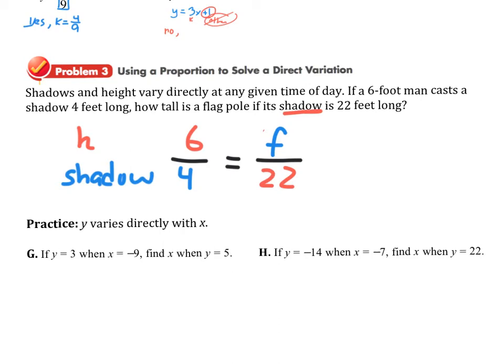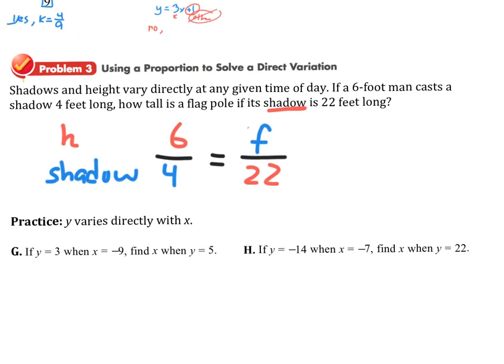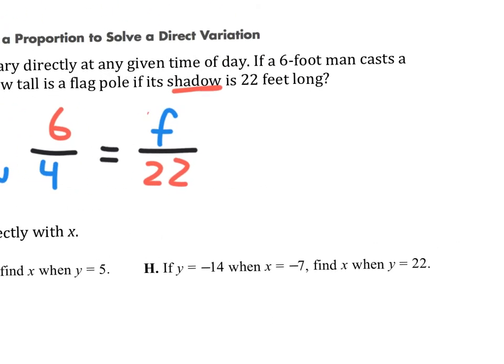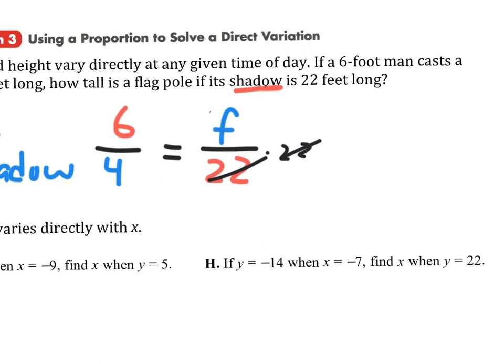At this point in time, you solve however you would like. You can cross multiply or simply multiply by 22 to get F by itself. And when you multiply by 22 on this side, you plug all that into a calculator: 6 times 22 divided by 4. And when you do that, F is going to give you 33 feet.